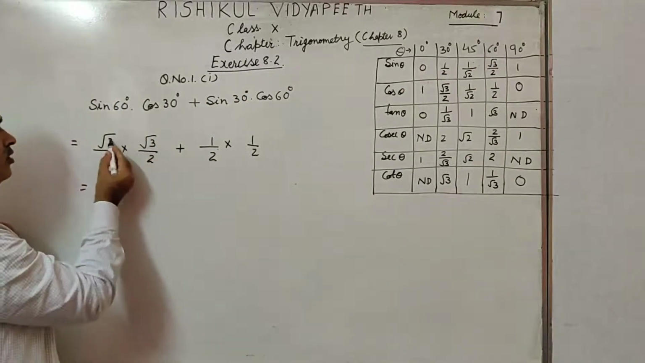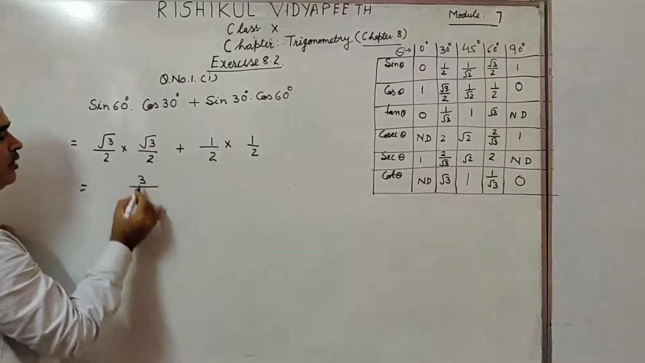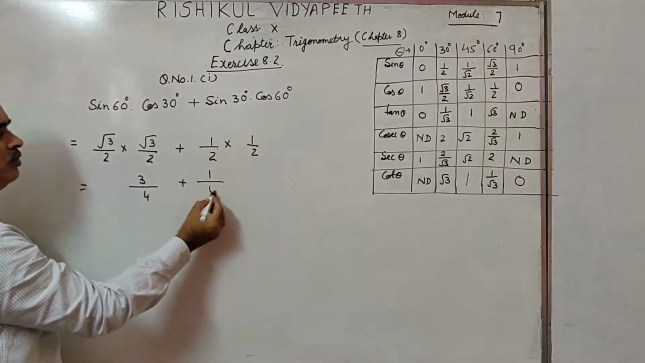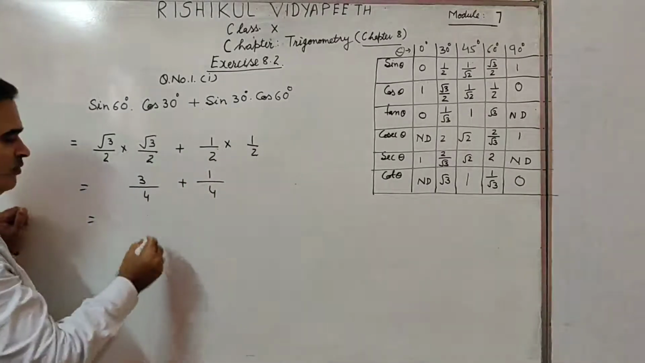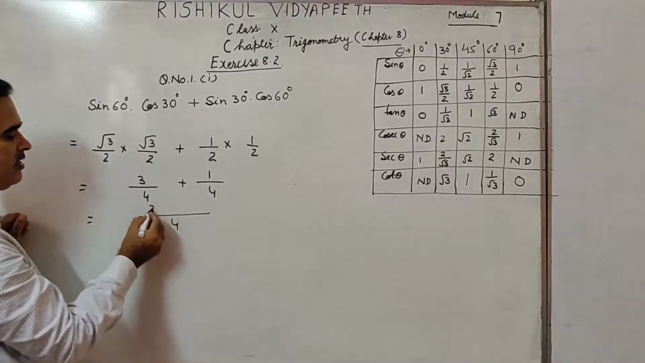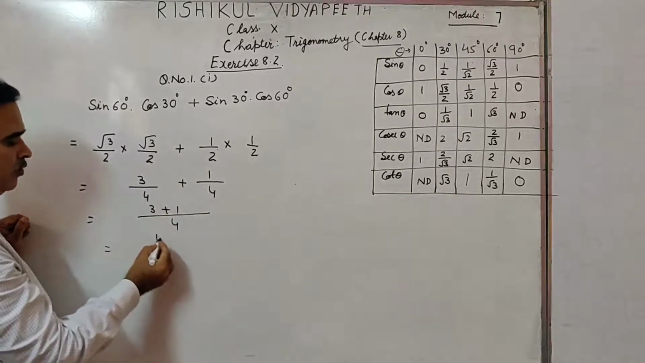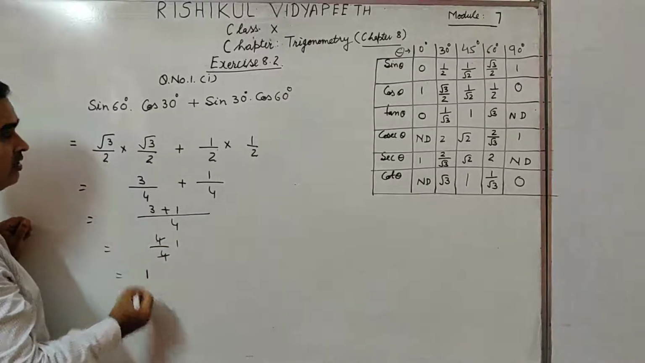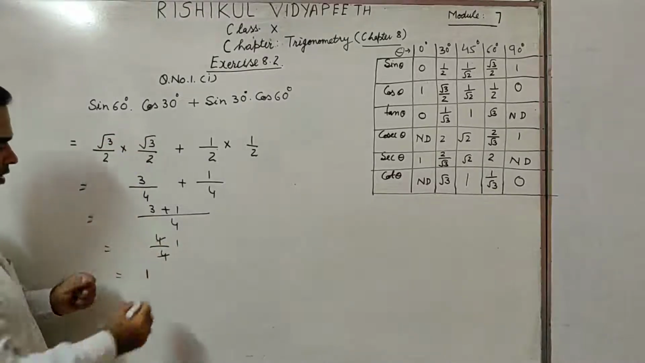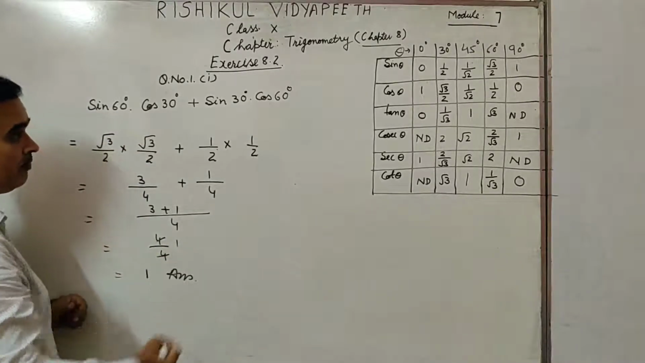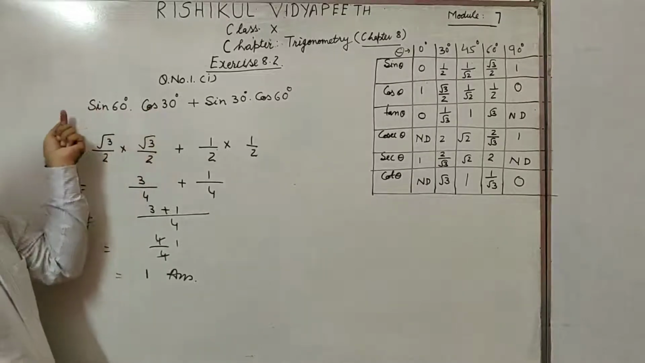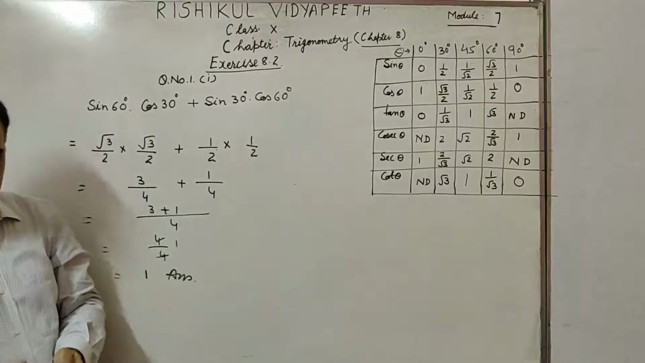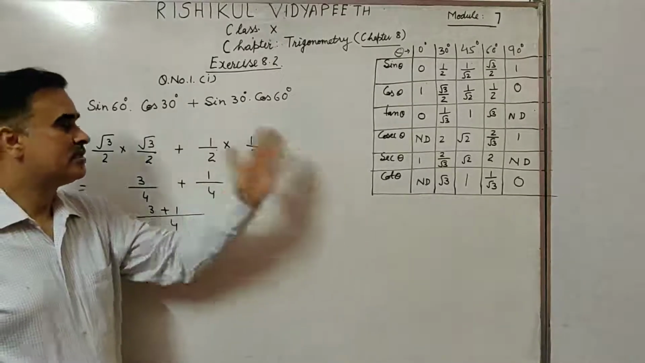Root 3 into root 3 is 3. 2 into 2 is 4, plus 1 by 2 into 2, which is 4. And you take the LCM. What is this now? 4. Here it is 3 plus 1, over 4, which is 4 upon 4. This is 1. So my dear students, you are able to get these values and this 1 is your answer. We are able to get the value of all these with the help of this table. This table is very necessary. You should know this and then you can do this question.